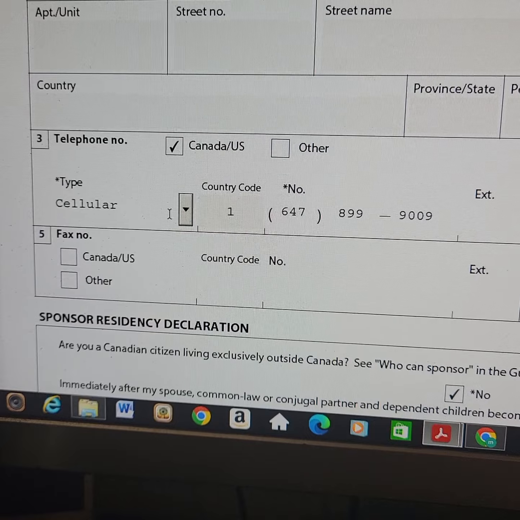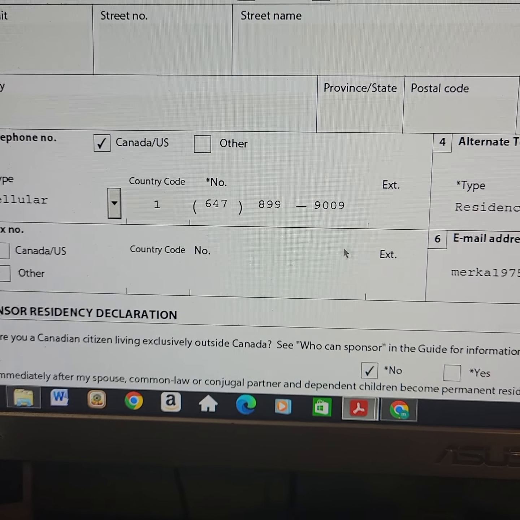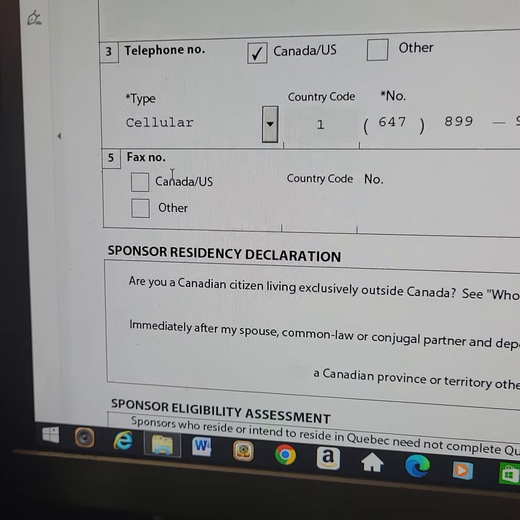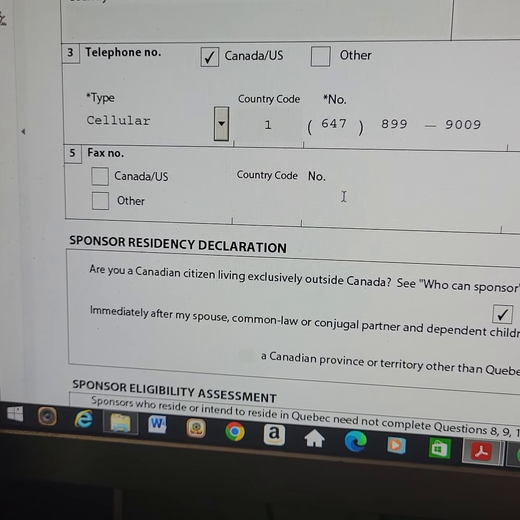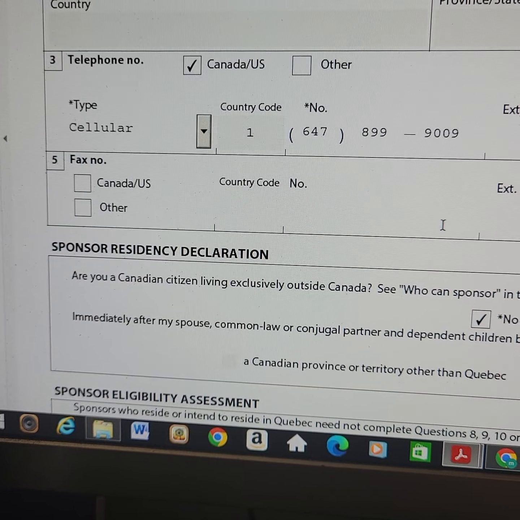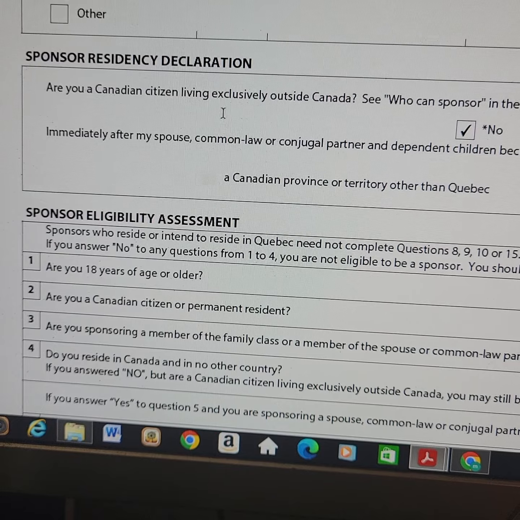Okay, moving forward, you put your cell number, your residence number, and fax. If you do have a fax number, you obviously put the fax number, but if not, make sure you write down NA.